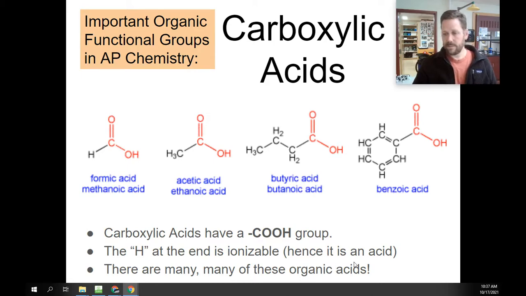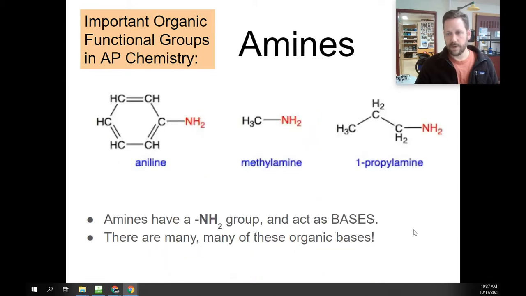And there are many, many acids that are carboxylic acids, a lot of organic acids. And when we study acid-base chemistry in more detail, we'll probably be reminded of this important group of organic compounds. There are also, of course, organic bases. And the most common organic bases are amines.